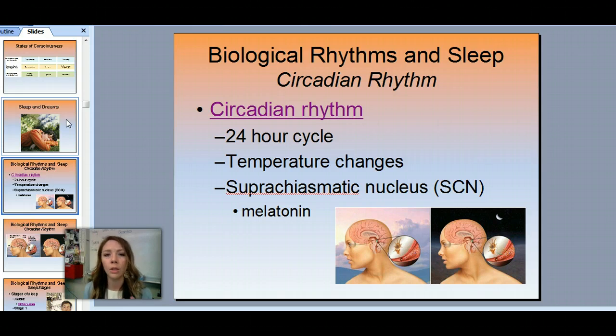Remember that circadian rhythms can change with temperature and the seasons, and we'll talk about disorders like SAD, seasonal affective disorder, that can cause depression when seasons change. And the SCN, the suprachiasmatic nucleus, is the part of your brain that is responsible for producing melatonin. All you need to know is melatonin is associated with sleep. So melatonin can cause sleep.